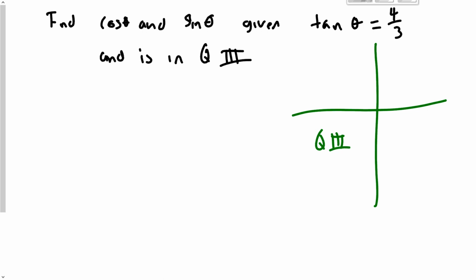Both negative, right? So we know these answers. Cosine of theta is going to be negative something, and sine of theta is going to be negative something. Okay, so now we can solve this again. I know this is your y and this is your x, so you could use that, but we want to use these identities, right? And so we don't have a straight relationship.